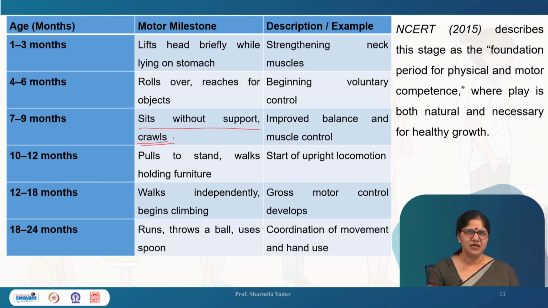It improves balance and muscle control. 10 to 12 months, almost 1 year baby, pulls to stand, walks holding furniture, start of upright locomotion. And from 12 to 18 months, walks independently and begins climbing stairs. Gross motor control develops. 18 to 24 months, runs, throws a ball, uses spoon, coordination of movement and hand use.